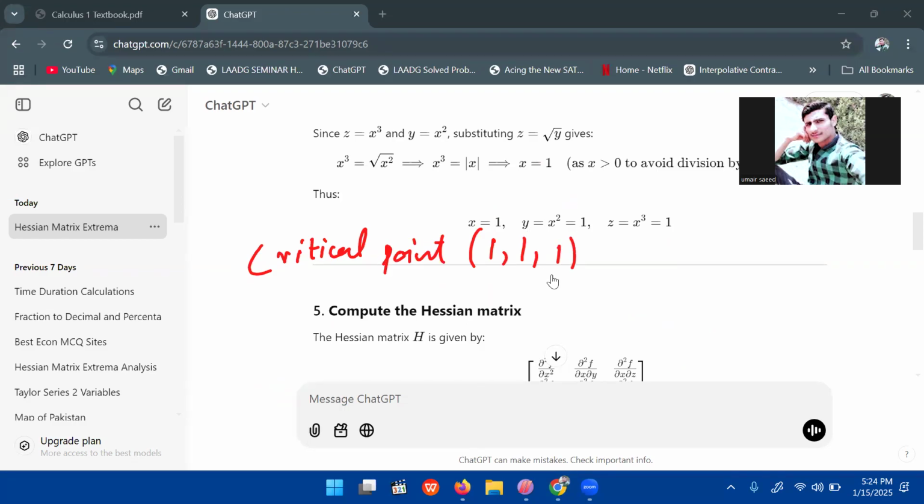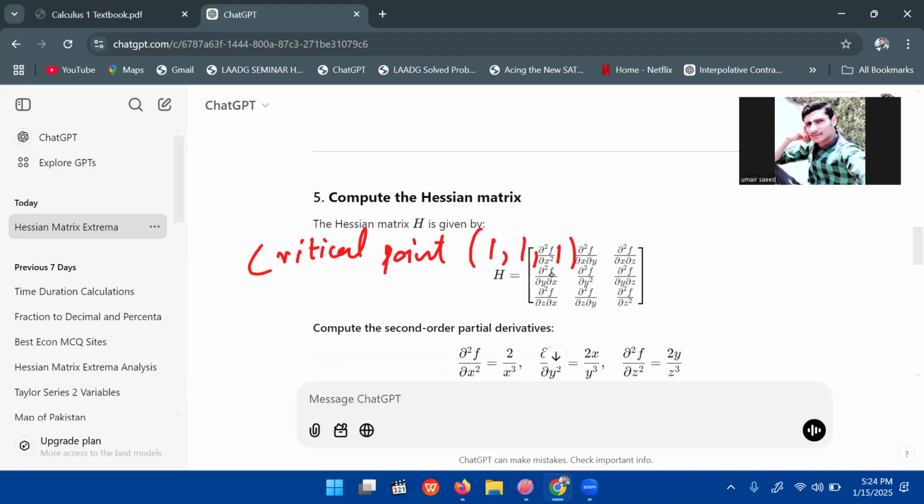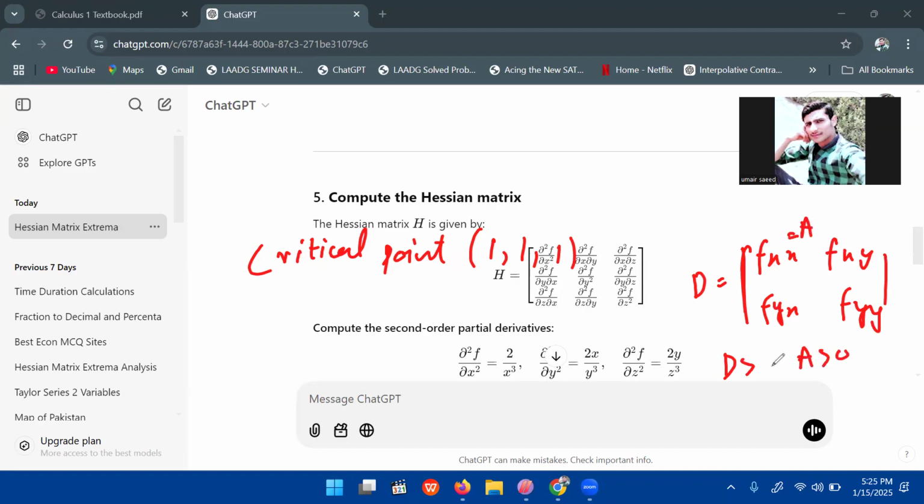I have taught you the second derivative test, which is for the function of two variables, in which we discussed that D is equal to the determinant of fxx, fxy, fyx, and fyy. And we say that if D is greater than 0 and this element A is greater than 0, then the function has a local minimum. And if D is greater than 0 and A is less than 0, we say that the function has a local maximum.